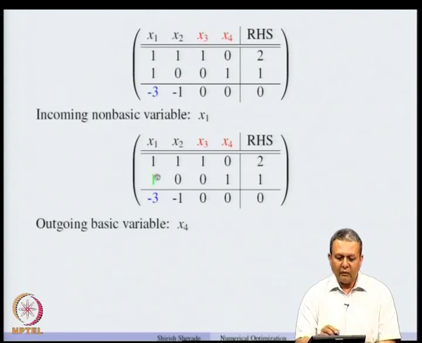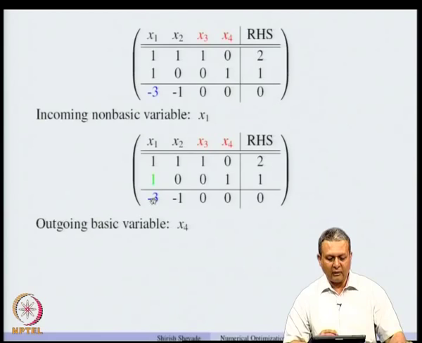Now, the next step is to make sure that this column should be made similar to the column of the x4 variable case. So, that means that this entry should be made 0 and this entry is 1, and then the relative cost of that variable, because it is going to become a basic variable, should be made 0. So, this is done using some matrix transformations.